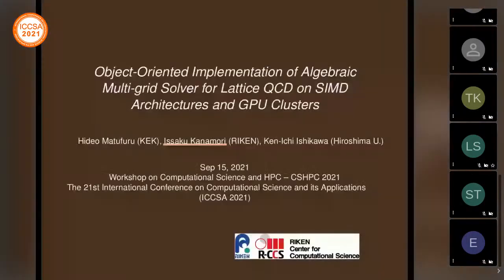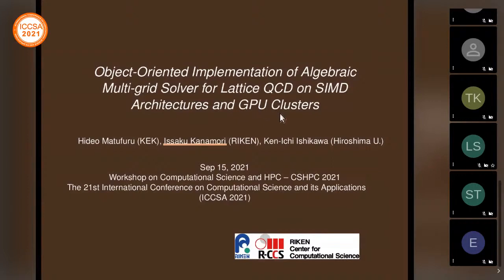Thank you. Okay, thank you. In order to keep to the schedule, I thank again Mr. Koya for the presentation. And I'd like to call either Mr. Isako Kanamori, Kenichi Ishikawa, or Hideo Matsufuro, who are going to present the paper Object-Oriented Implementation of Algebraic Multi-Grid Solver for Lattice QCD on SIMD architectures and GPU clusters. So which one is going to present? Mr. Kanamori? Yes, can you hear me? Yes. So please go ahead and try to keep the presentation to around 10 to 12 minutes, so we have some time for questions. Thank you very much. Okay.